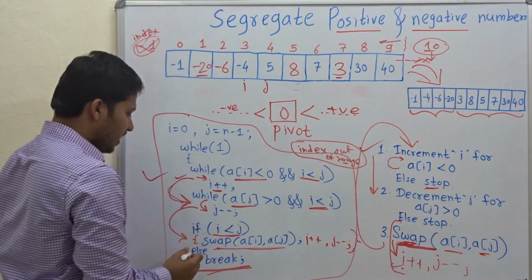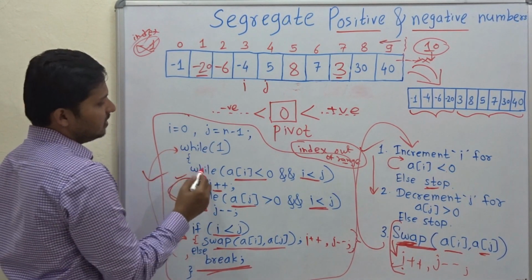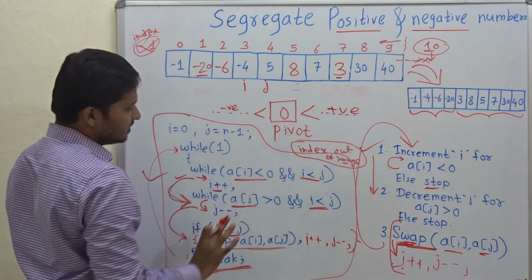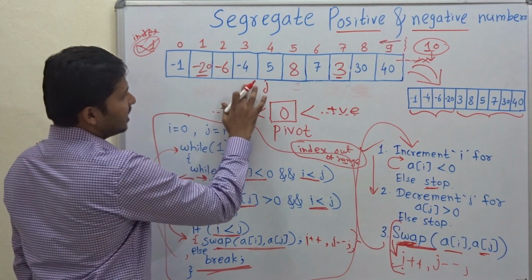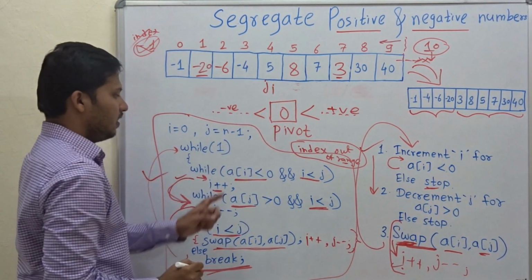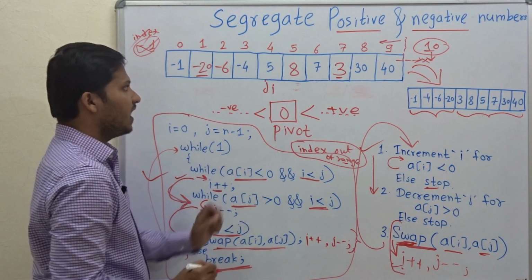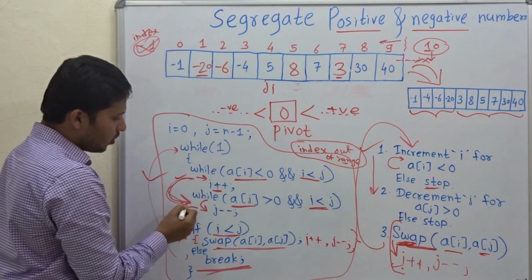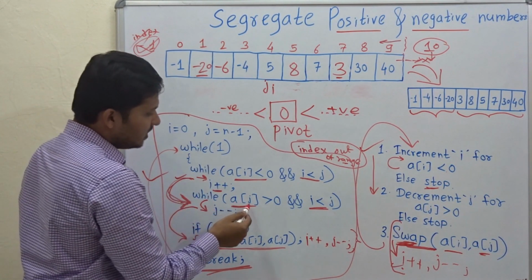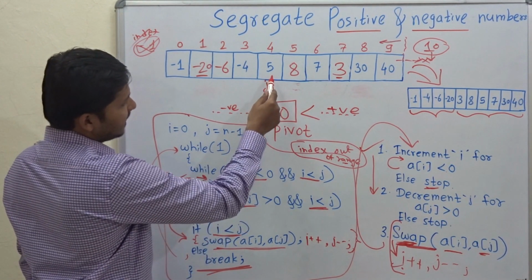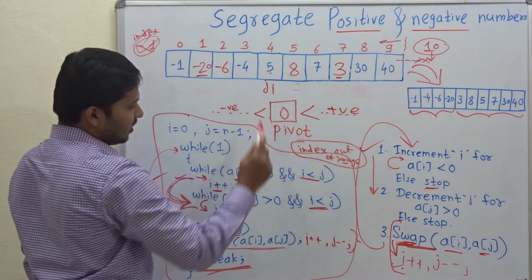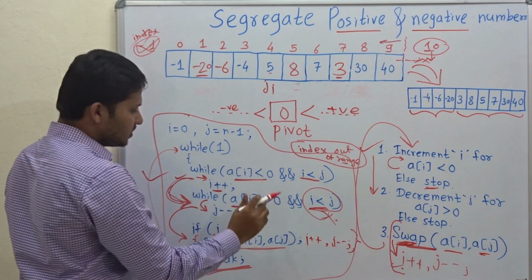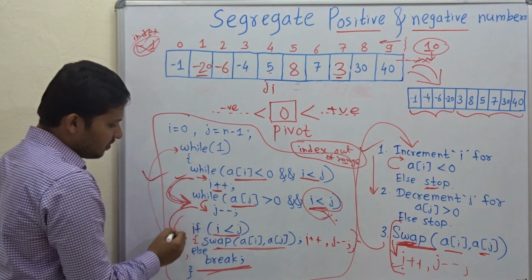Now see, again in the next iteration, while a of i is less than 0, -4 is less than 0, so that is okay. So we increment i. Again we check whether a of i is less than 0, 5 is not less than 0, so we come out of the loop. Now again here we check whether a of j is greater than 0. Yes, it is, but i is not less than j. This condition is not satisfied, so we stop here and we come here.